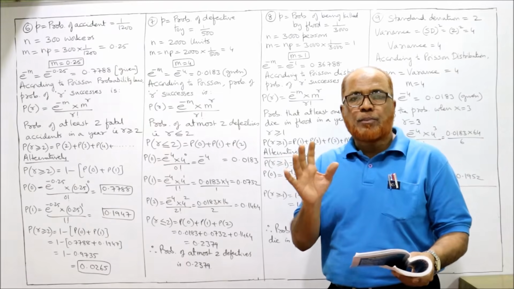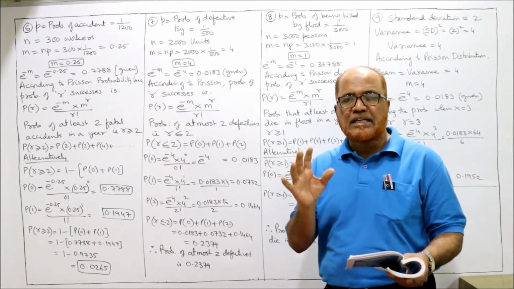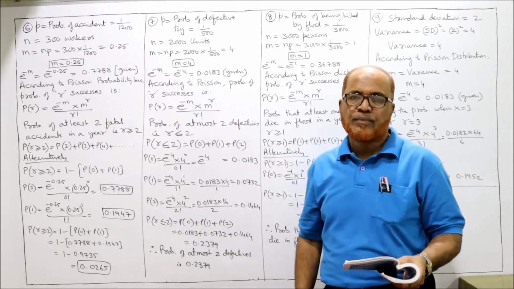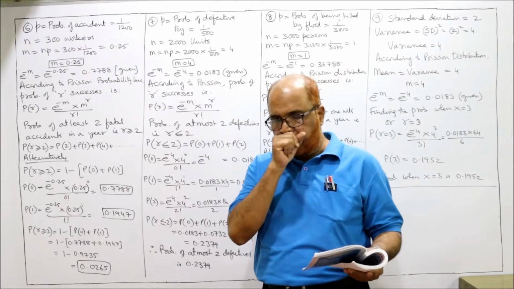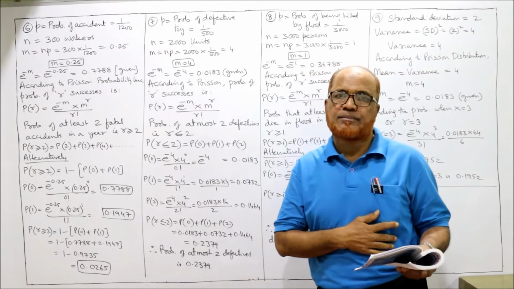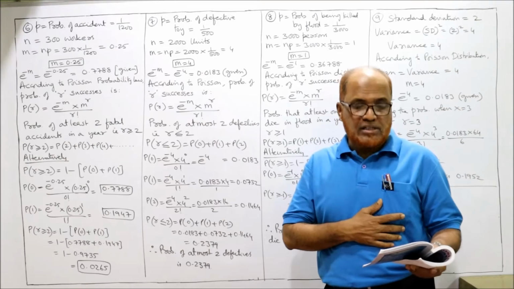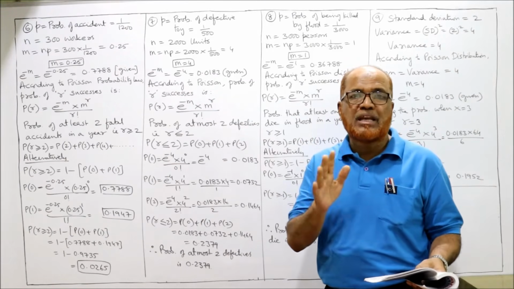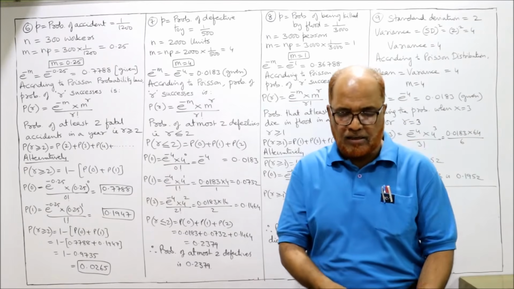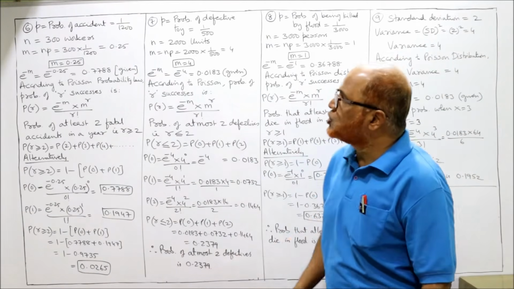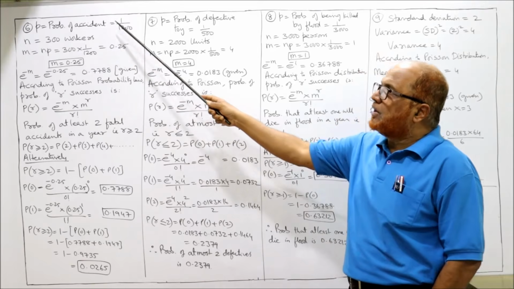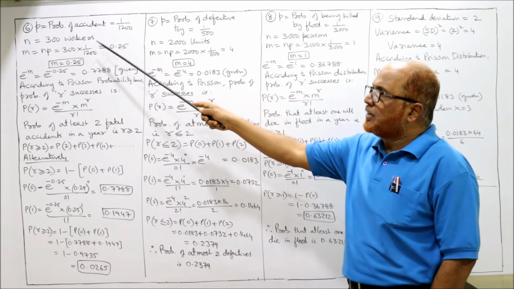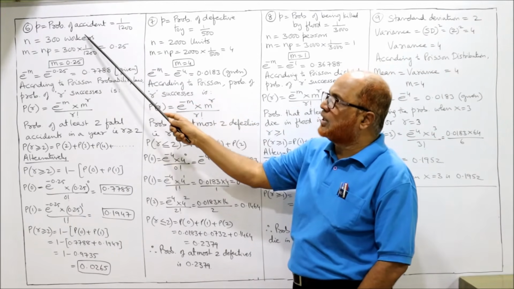Now see here, the probability of a fatal accident in the factory is 1 by 1200 and the total number of workers in the factory is 300. We have to find the probability that there will be at least two, at least meaning minimum 2, fatal accidents in a year. So the solution will be like this. p is equal to 1 by 1200, number of workers n is equal to 300.